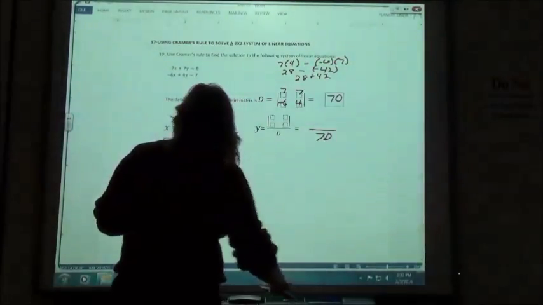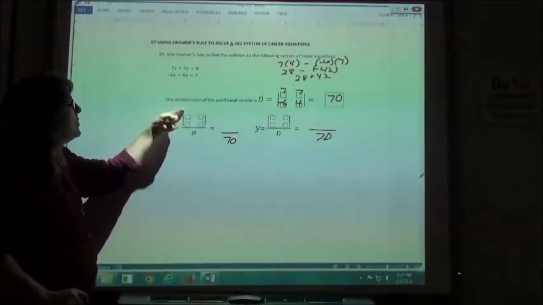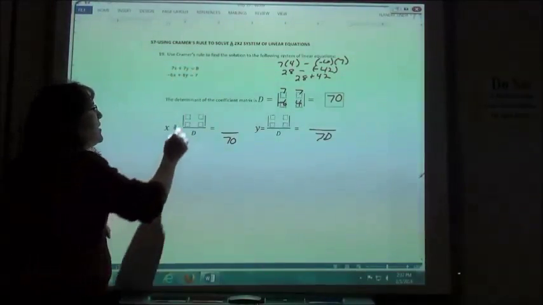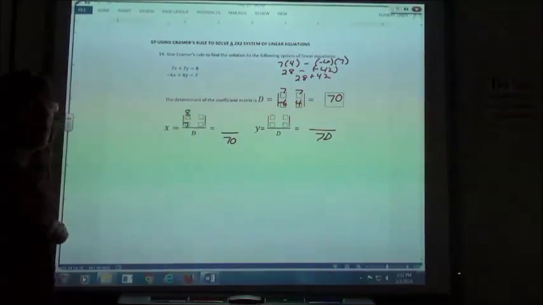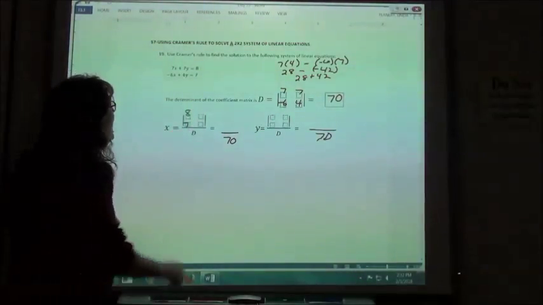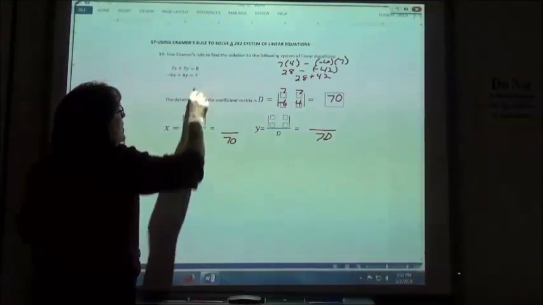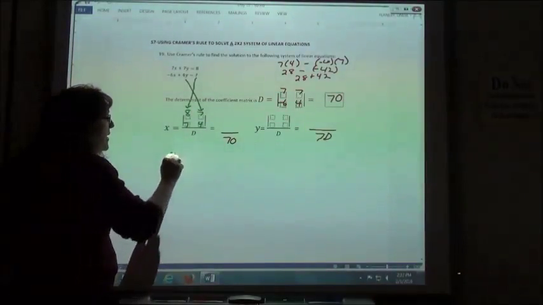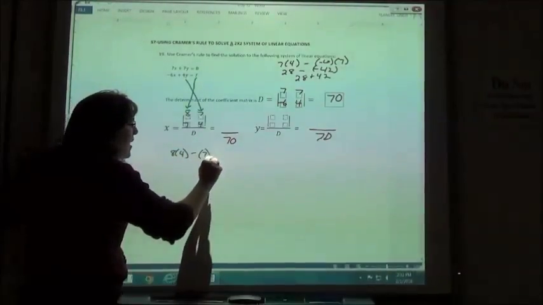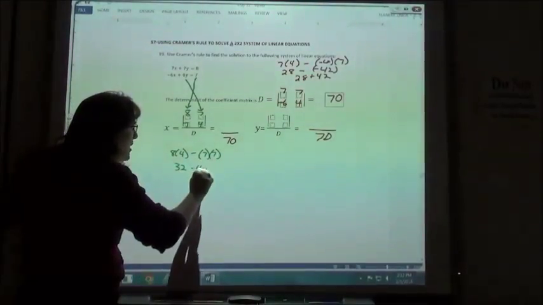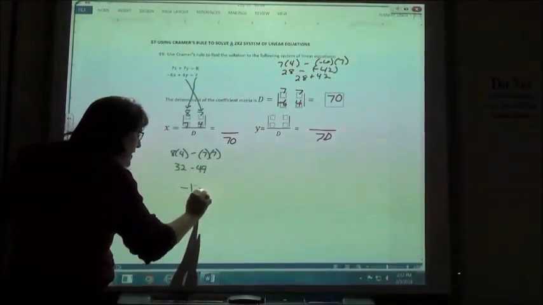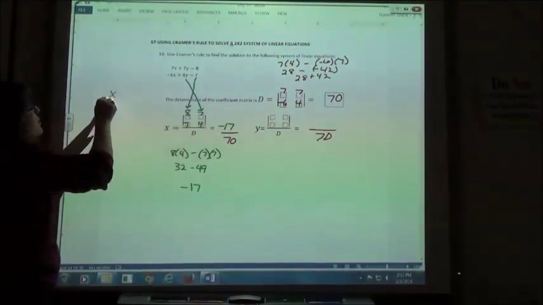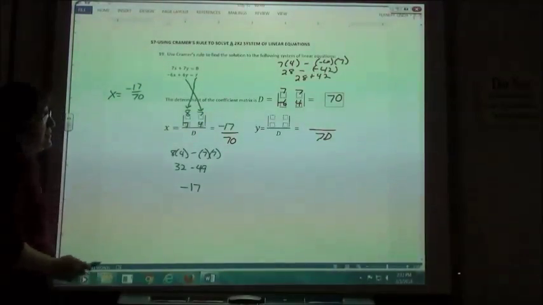Now, for the determinant for x, what we're going to do is replace the x column with our answers over here, our constant terms, the 8 and the 7. So the 8 and the 7 go in for your x column. Your y column should stay the same. So that's going to be the 7 and the 4. Now again, I'm going to subtract my cross products. So 8 times 4 minus 7 times 7. 32 minus 49 would be negative 17. So negative 17 goes up there. I can't simplify my fraction, so x is negative 17/70ths.